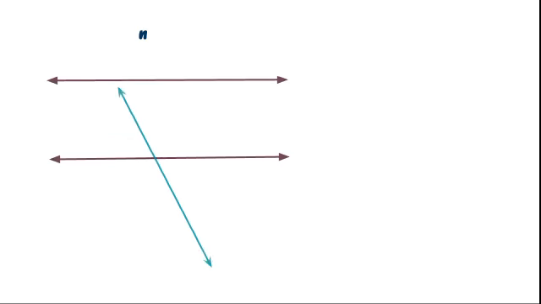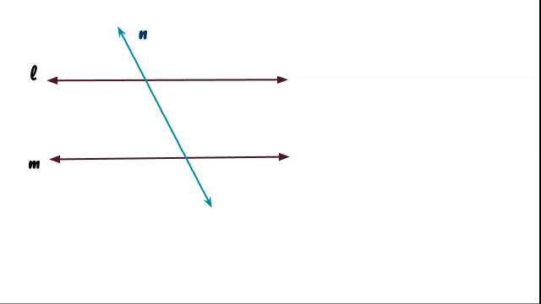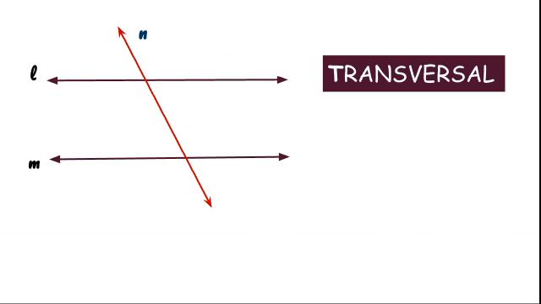Let us observe one more type of lines. In this, let us mark the first line as L and the other one as M and the blue color line as N. Can we call these lines as intersecting lines? No, because line L is not intersected with line M. Then in this case, line N intersects line L and line M at two different points. So we call line N as transversal.